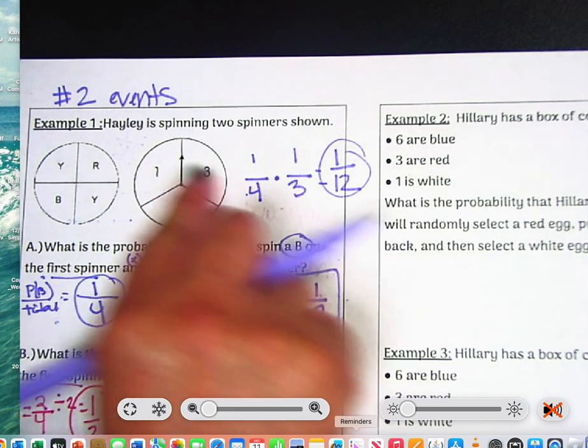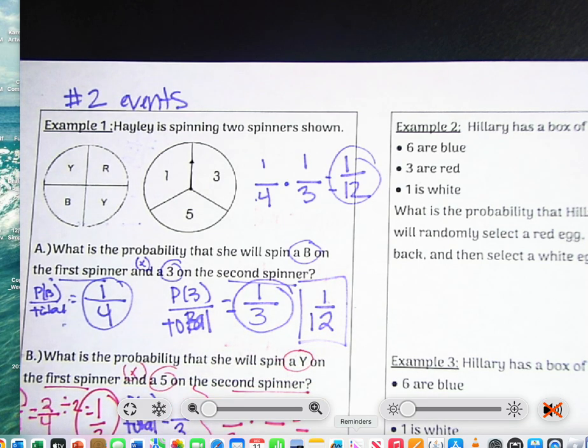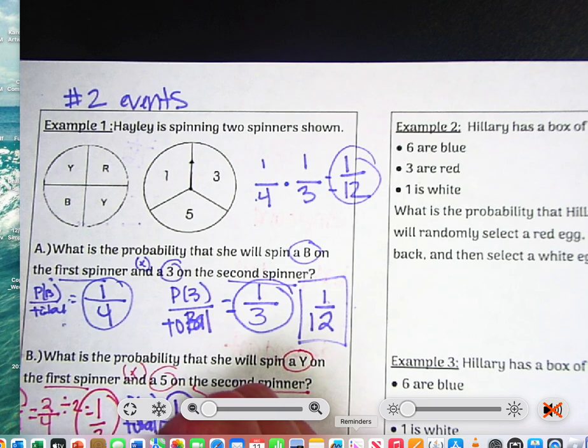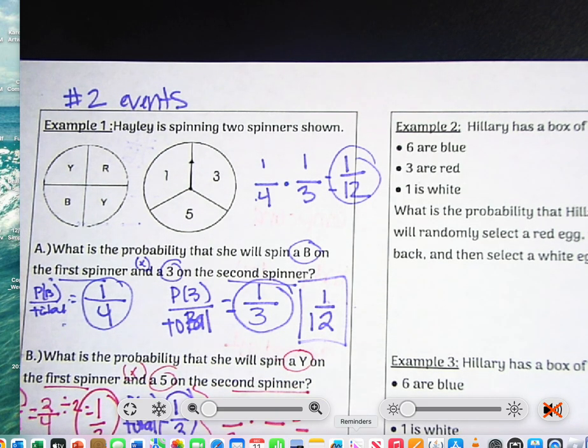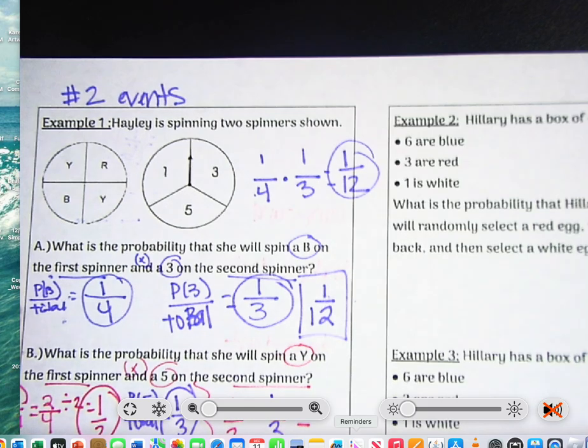So they're talking about that second spinner. What are my total options? There are 3 total options. How many of those are the number 5? Just 1. So this is already in simple terms, so I don't have to do anything to it. So I'm just going to carry it on.